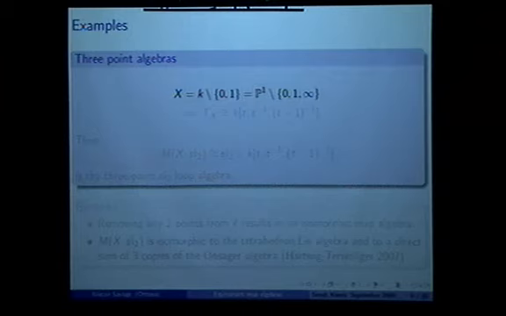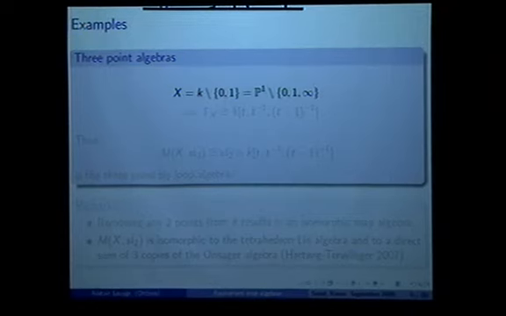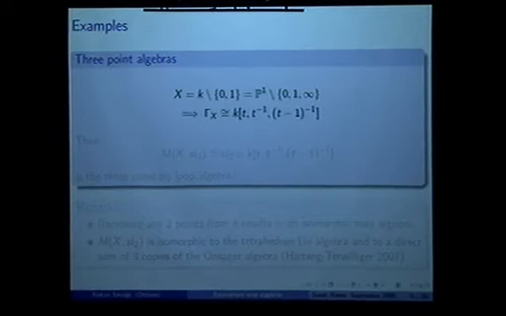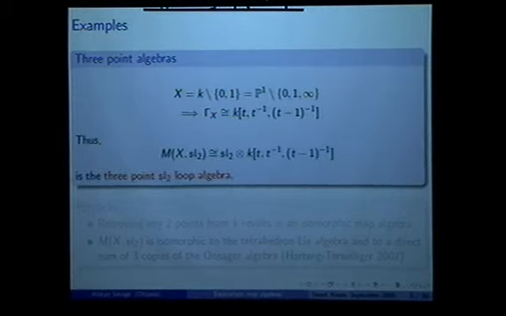One more example, so-called three-point Lie algebras. So the three-point Lie algebras are just another case of these map algebras. You take your field and remove 2 points, say 0 and 1, which is the same as taking P1 and removing 0, 1, infinity. This is why they're called 3-point Lie algebras. Then your coordinate ring is just polynomials in T, T inverse, and T minus 1 inverse. And you form this equivariant map algebra, and this is called the 3-point SL2 loop algebra.